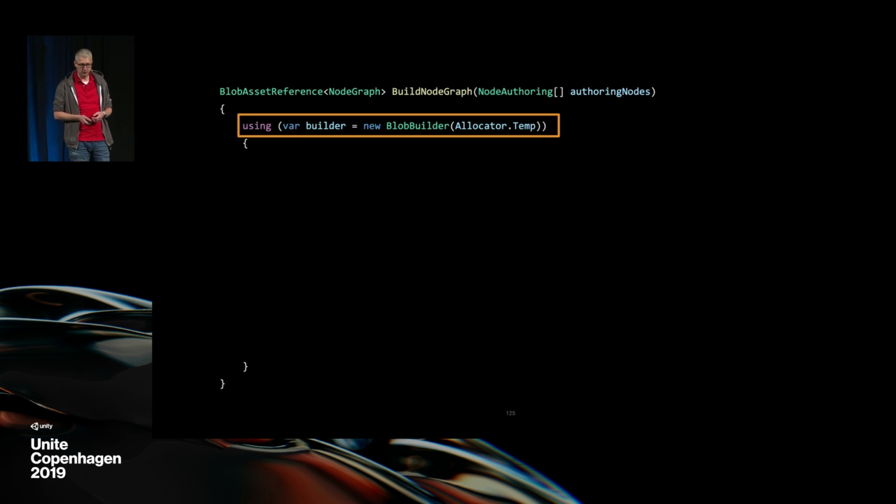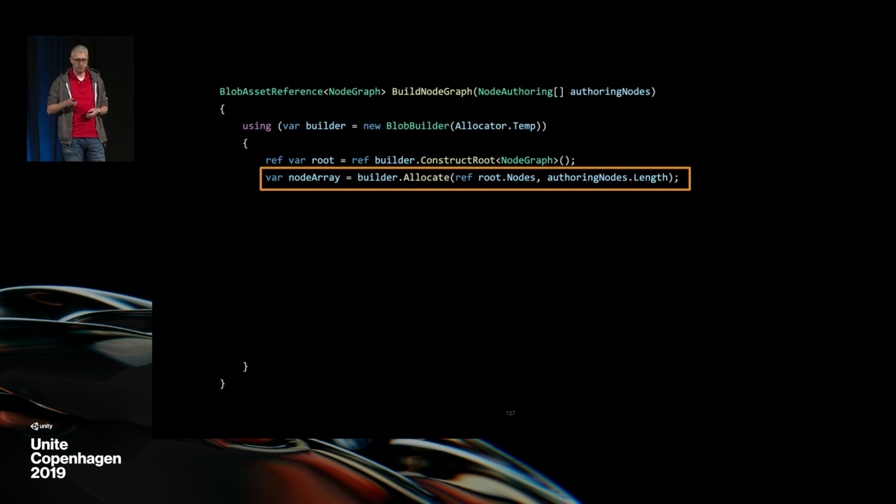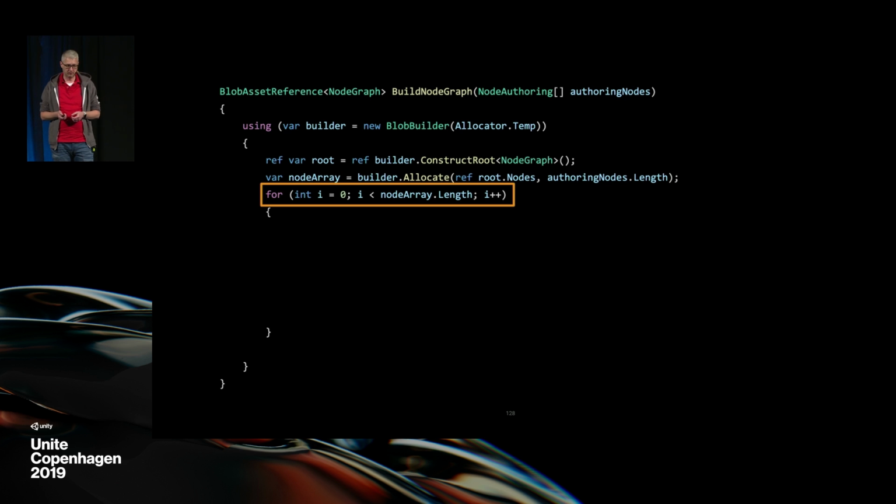Just a simple function. The first thing we do is create a blob builder. You can think of this as a string builder. It's just a utility class we use to build up the blob. Then we construct the root, and we take it by ref, because we want to actually put some data in there. And then we allocate the array of nodes inside the root, and we give it the length of the array of authoring nodes we have. Now this returns a blob builder array, which is a special array we can use to put data into the blob.